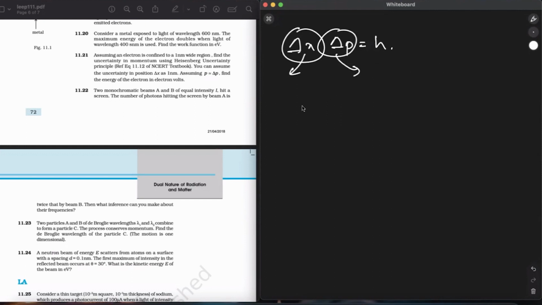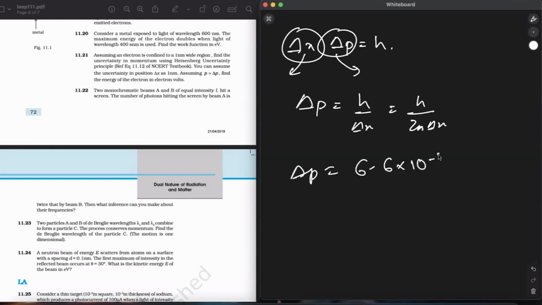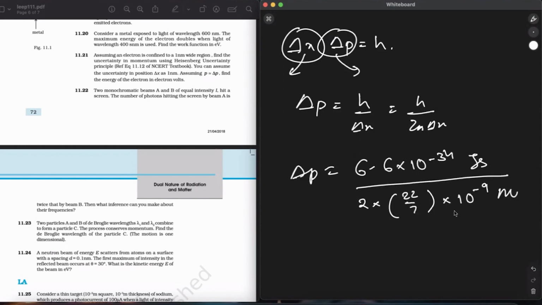So delta p is equal to h upon delta x, which is equal to h upon 2 pi delta x. Okay. So we just have to put in the values over here. So delta p is equal to 6.6 into 10 raised to the power of minus 34 joule second, all divided by 2 into 22 by 7 into 10 raised to the power of minus 9 meters.